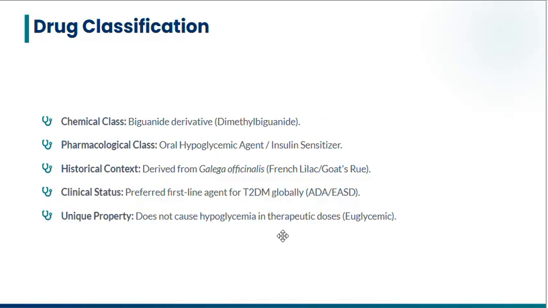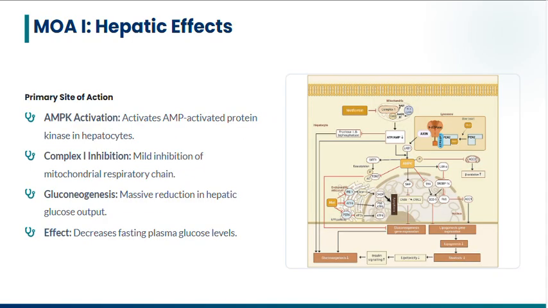Unique property: does not cause hypoglycemia at therapeutic dose, euglycemic. Next, we have mechanism of action and hepatic effects. Primary site of action is AMP activation. Activates AMP-activated protein kinase in hepatocytes. Complex I inhibition: mild inhibition of the mitochondrial respiratory chain. Gluconeogenesis: massive reduction in hepatic glucose output, and the effect decreases fasting plasma glucose levels.